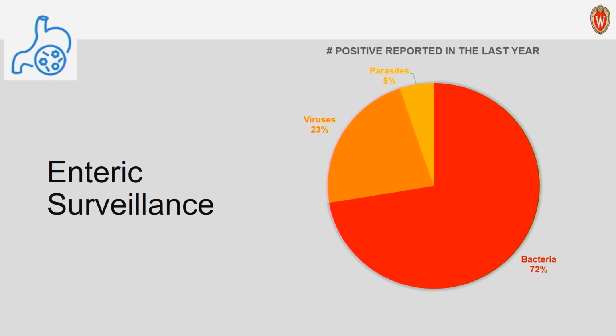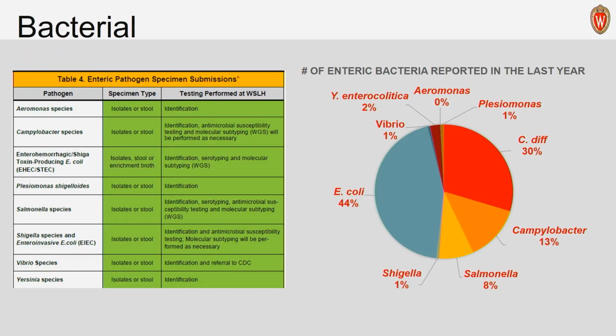All right, let's switch gears into enteric surveillance. Similar to last time, a very broad picture, breaking this apart: bacteria, viruses, and parasites. The vast majority of our enteric disease is due to bacteria, so we're going to dive into those first.